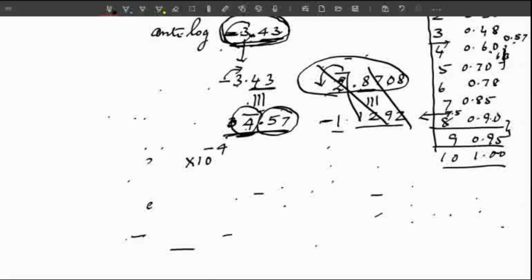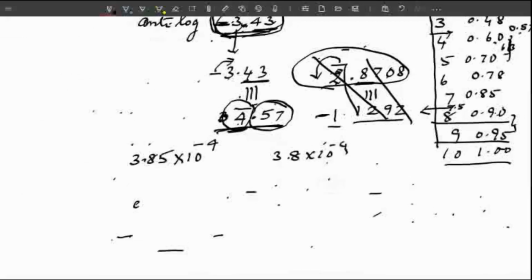My mind is saying that it is 3.85. And somebody else? What is your mind saying? Say it. 3.8, sir. 3.8 into 10 power minus 4. What is anyone else's mind saying? 3.9, sir. 3.9 into 10 power minus 4.